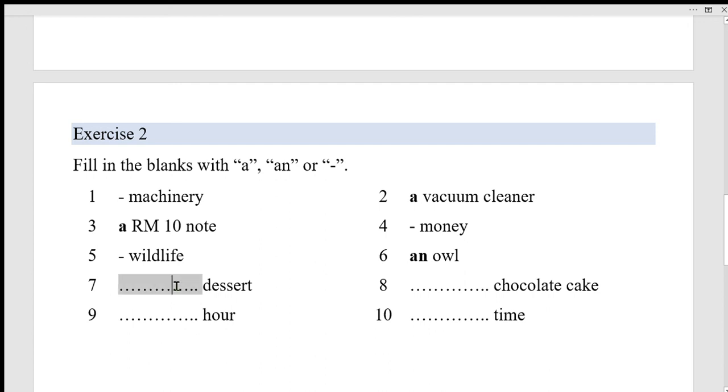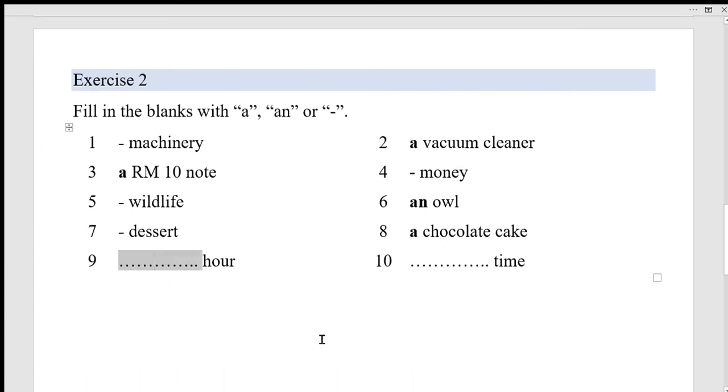Number 7, dessert and chocolate cake. Dessert is an umbrella term, so we cannot put a dessert. We should say dessert. I like to eat dessert. But number 8, chocolate cake. Chocolate cake adalah salah contoh daripada dessert. So we can say a chocolate cake. For example, my mother baked a chocolate cake. Satu chocolate cake.